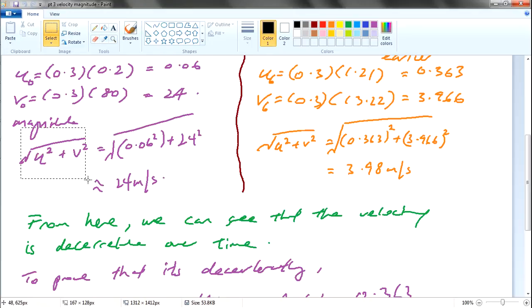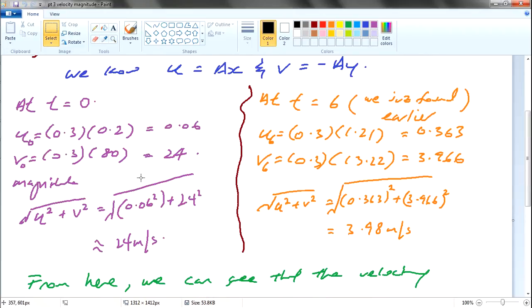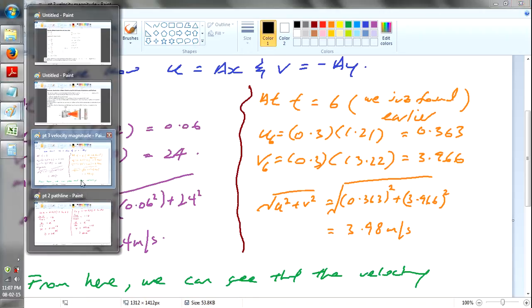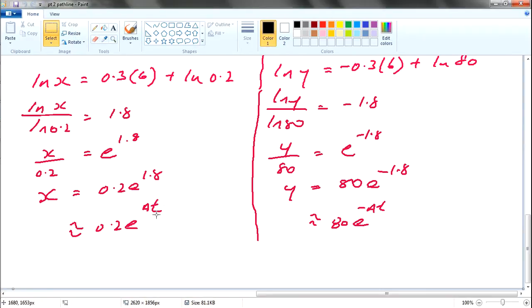You do a simple Pythagoras theorem, you get the trajectory, the speed itself is 24 meters per second when it's at time equals to 0, and then last video we talked about at t equals to 6. Okay, and then the same applies. So this is ax. Okay, x, in this case we sub in t equals to 6, and then you have the x value with us.